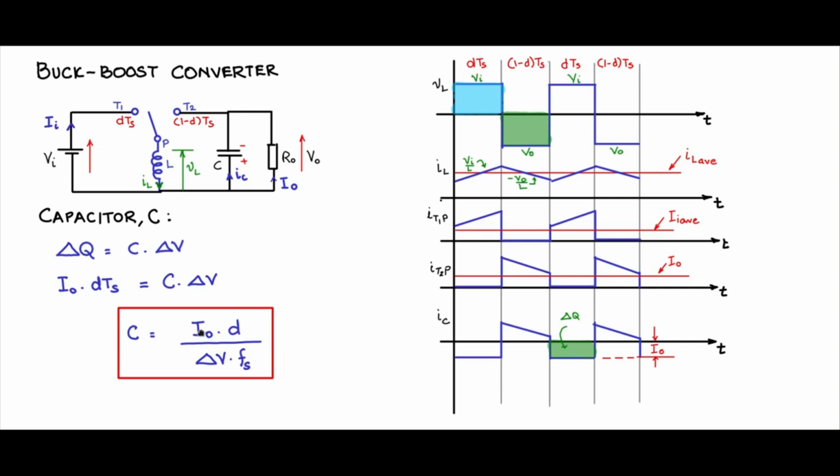I0 is known from the output spec, D is calculatable from the input output voltage relationship spec. Delta V is a spec of the output voltage ripple. Fs is the designer parameter, which is chosen by the designer depending upon the frequency at which the single pole double throw switch is being operated. So using this equation you can arrive at the value of C.